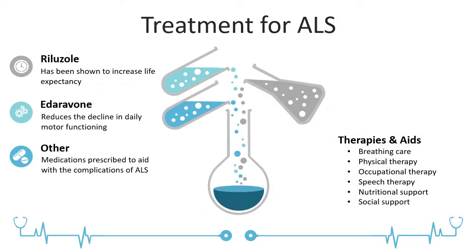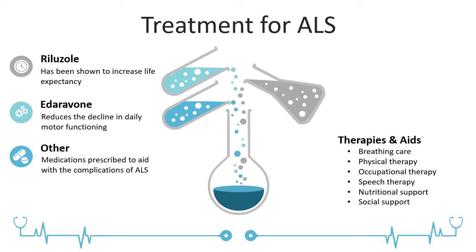Essentially, there is no treatment for this disease, but there are a number of ways to help the patients with the complications that come along with ALS. There are two medications that are known to help slow down progression and help prevent complications. The first one is Riluzole, which has been shown to increase life expectancy, and the second is edaravone, which reduces the decline in daily motor functioning. Doctors may also prescribe other medications to help with the complications of ALS.